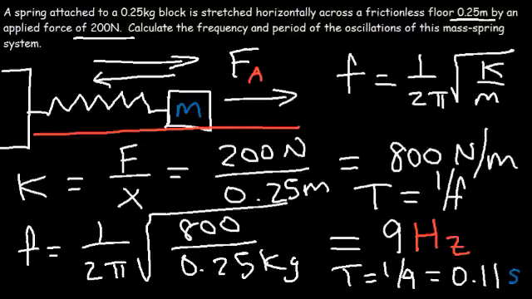And in 1 second, the spring will oscillate 9 times. That's the frequency, the number of cycles that occurs in 1 second. So in 1 second, it's going to go backwards and forwards 9 times in that single second.